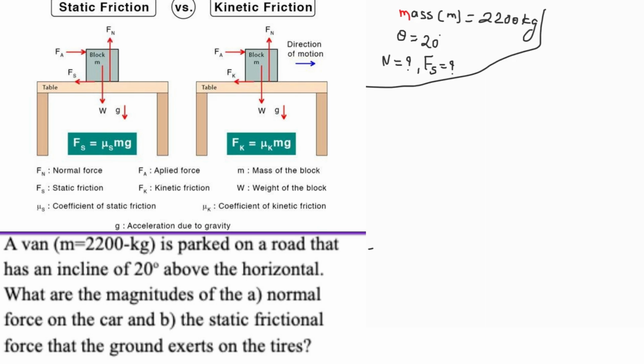Okay, let me try to make a figure. Always in physics, the figure matters. Let me say this is a surface. The road is at an angle of 20 degrees above the horizontal. Let's say this is a horizontal surface. Let me say this is around 20 degrees. Let me write theta instead, because theta is 20 degrees, we know that. Let me say my block is here. This block represents your van.